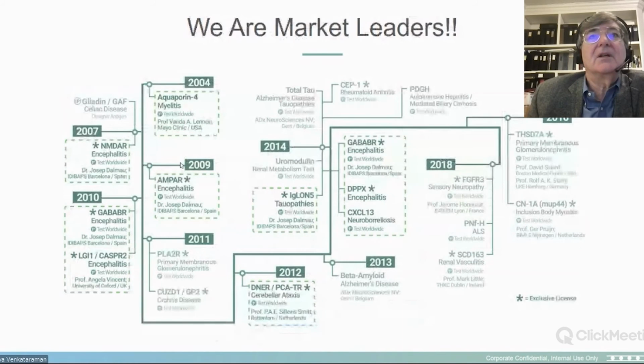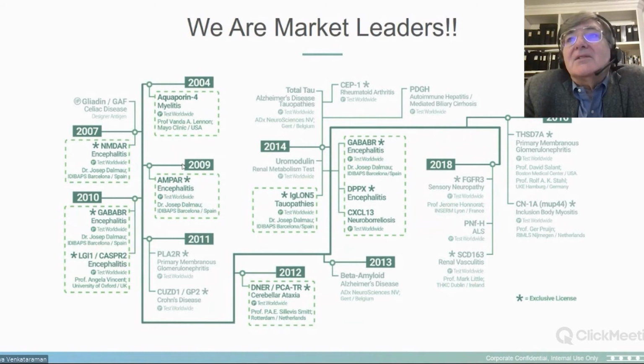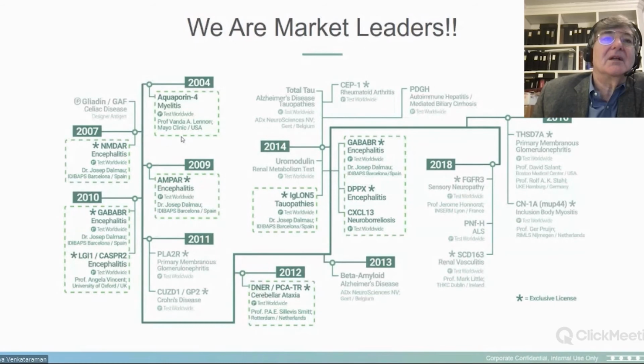So that contribution to the market has been a tradition over the last 14 years at EUROIMMUN, beginning in the neurology space with in-licensing of Dr. Dalmau's NMDAR discovery, and then subsequently other discoveries: GABA-B receptor, LGI1, Caspr2, Aquaporin-4, AMPAR, and so on. So there's been a long line and tradition of in-licensing, as well as internal discovery, which has placed EUROIMMUN in a very leadership role in the area, particularly in neurology.